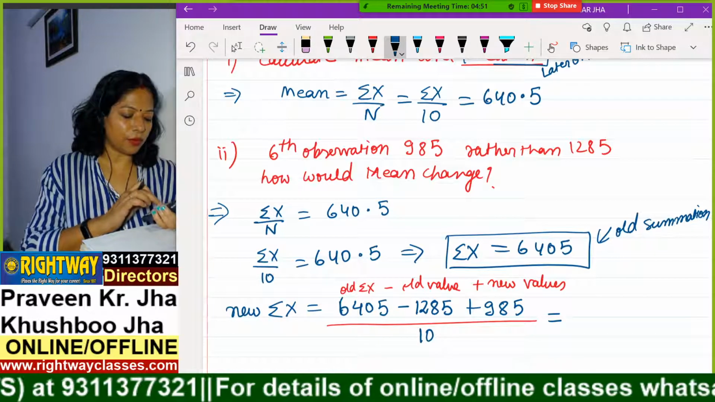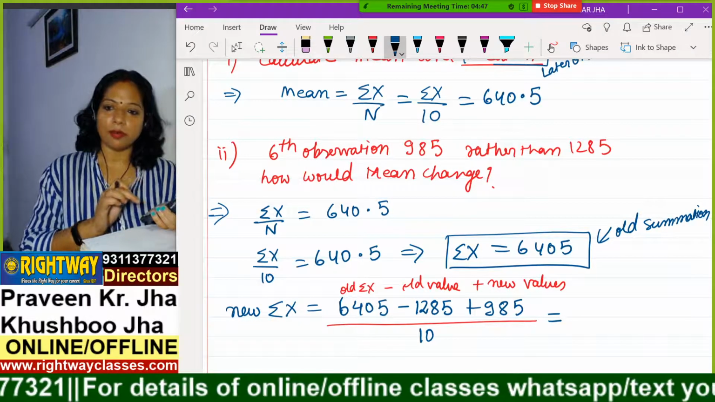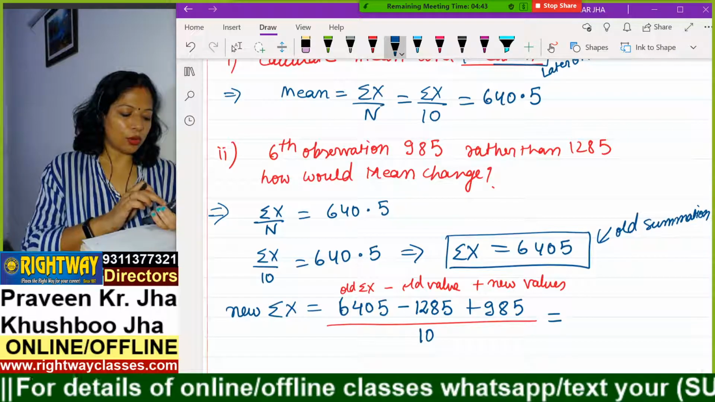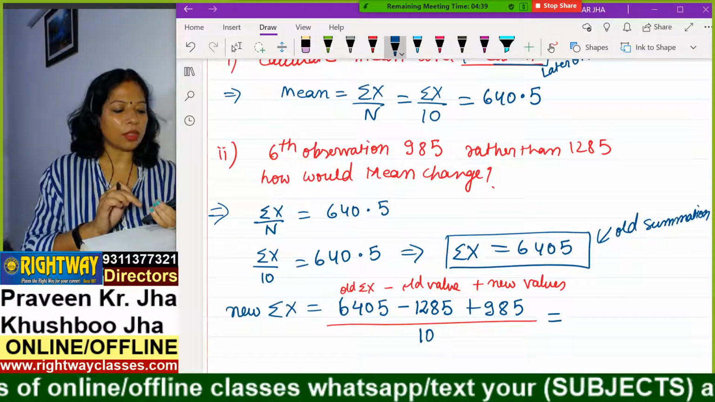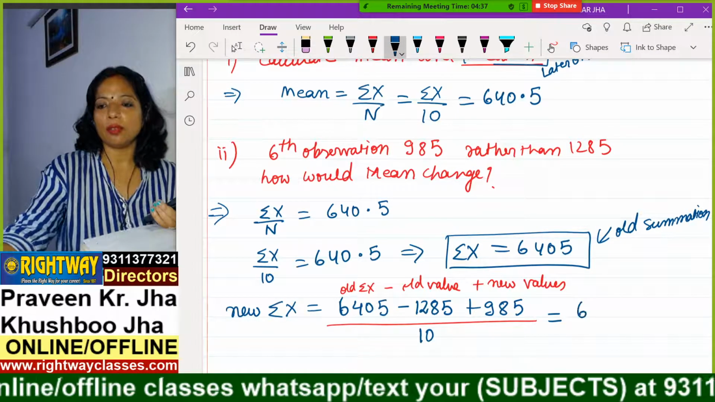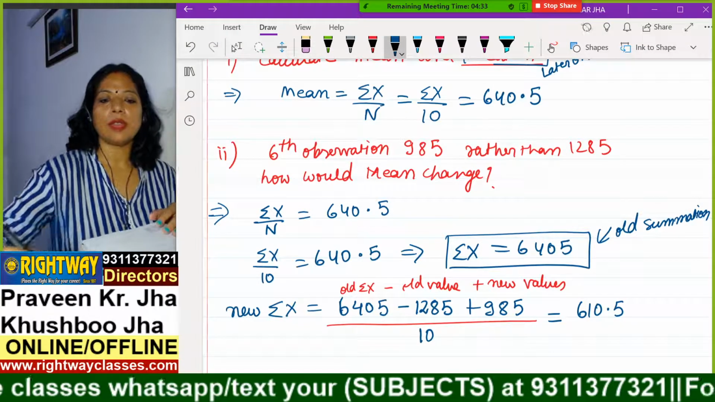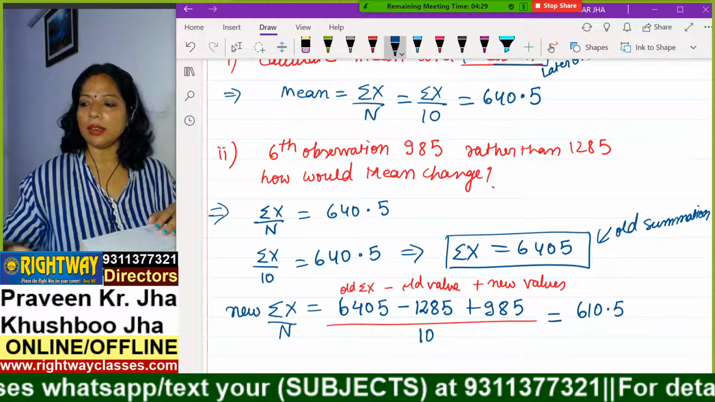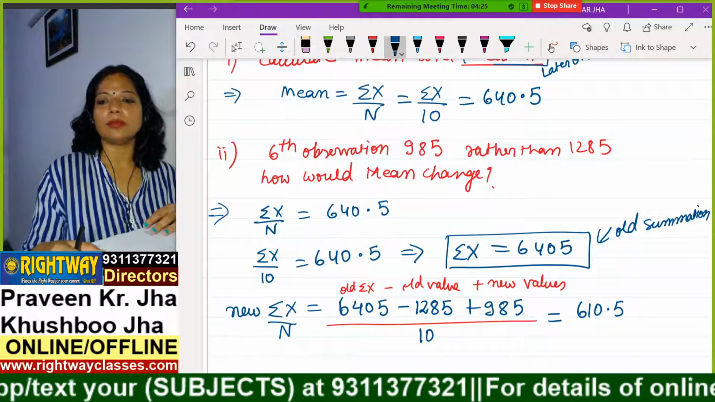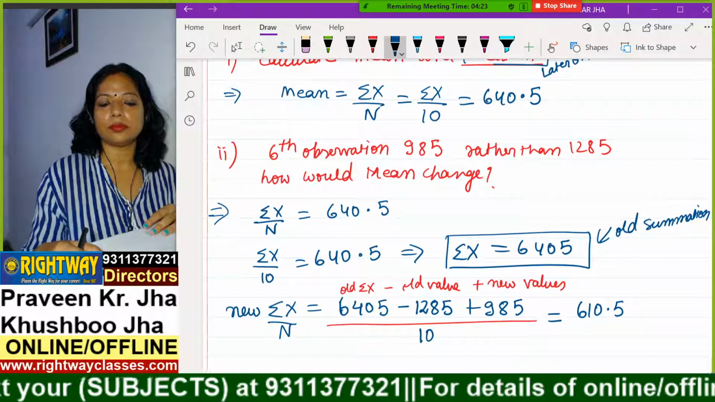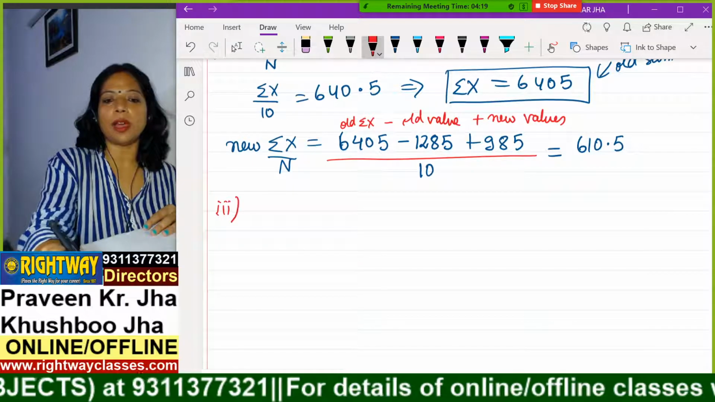If a certain value has to be replaced, 6405 minus 1285, so we are just replacing the old one with the new one, 6105 upon 10. So this will be 610.5. This will be the new mean. So we are finding the new mean. Is it okay? Okay. Next one, there are two more parts.